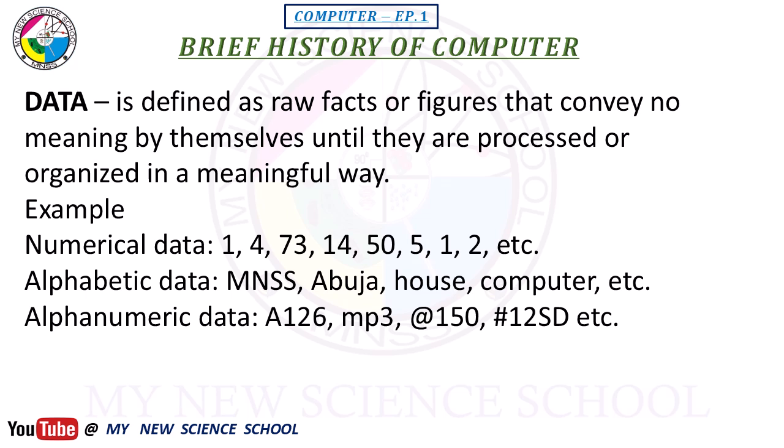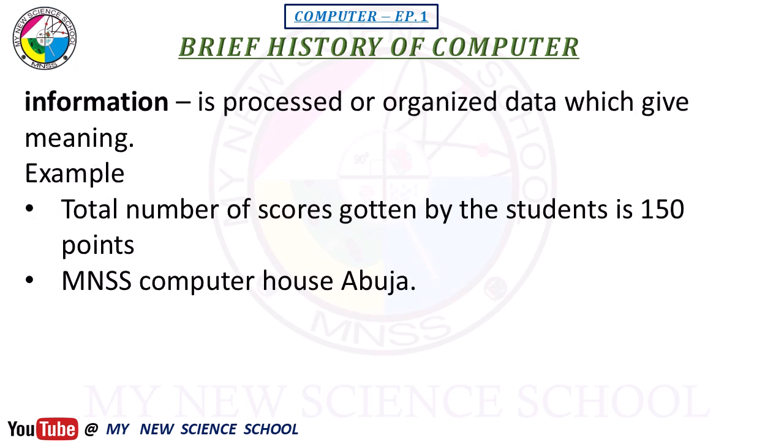So we have this as a score or scores. Then as information, we say the total number of scores gotten by the student is 150. So now we can say Audu has 150 points. This is a very good example.